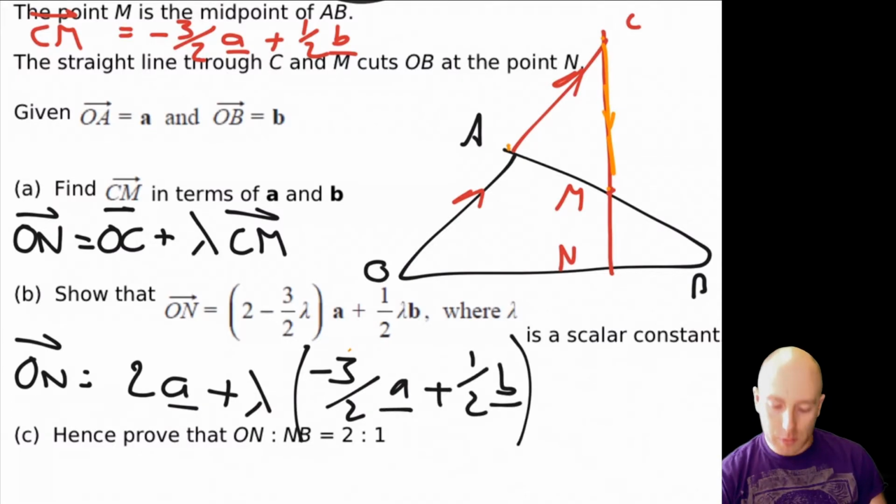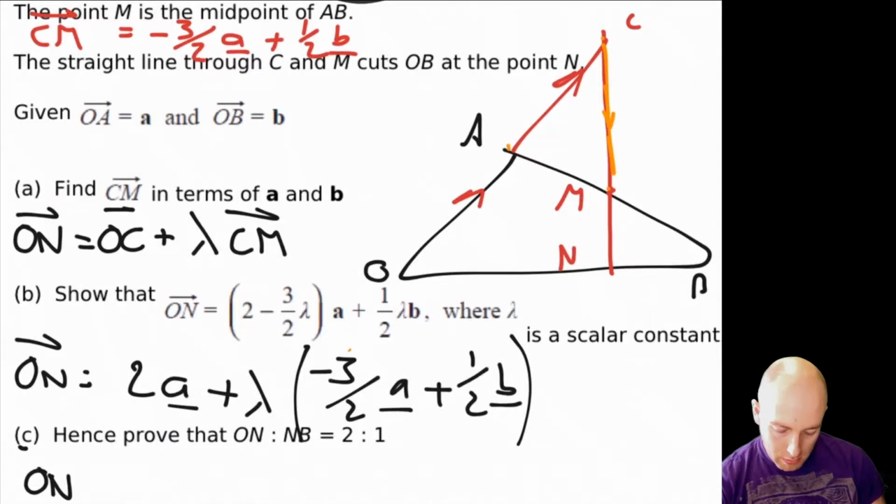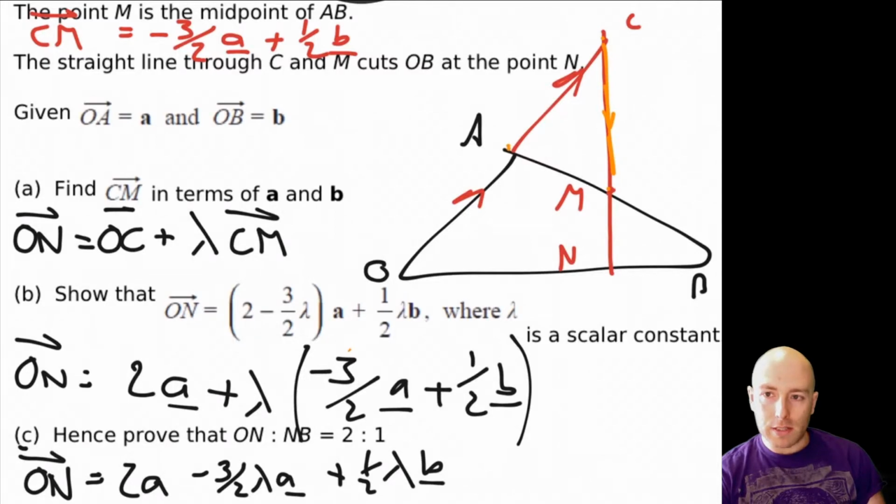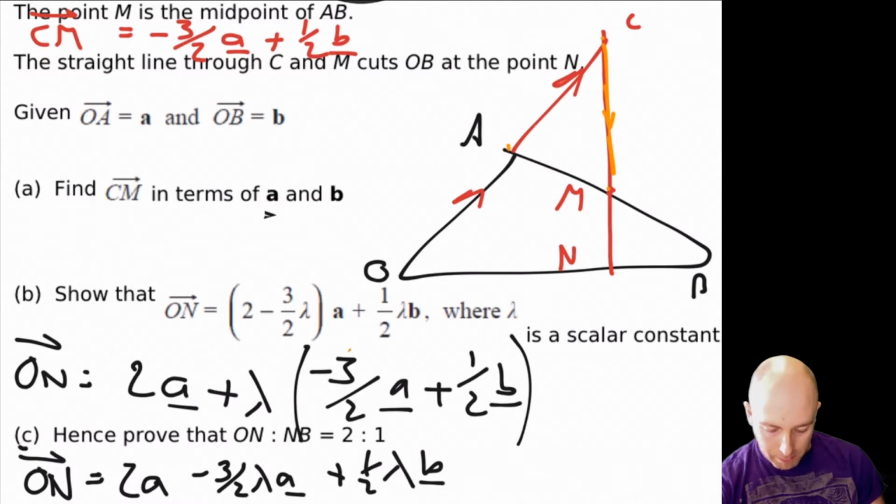We're then going to expand all this, so we get ON equals 2A minus 3 over 2 lambda A plus half lambda B. Then if we factorize the A's out, we get to what they wanted us to get to in the show that. So that bit is done.